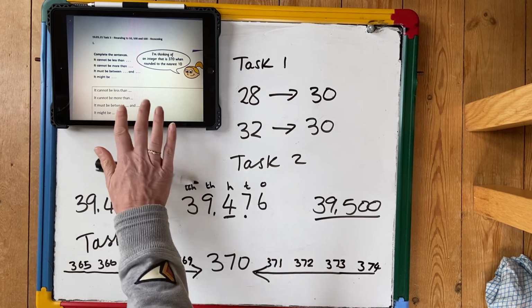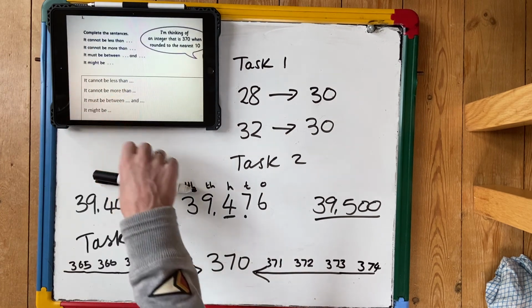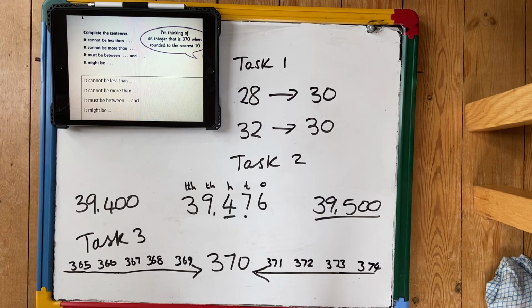So the question is, it cannot be less than what? So it cannot be less than this number. It cannot be more than that number. It must be between this number and that number. So it might be any of those numbers.